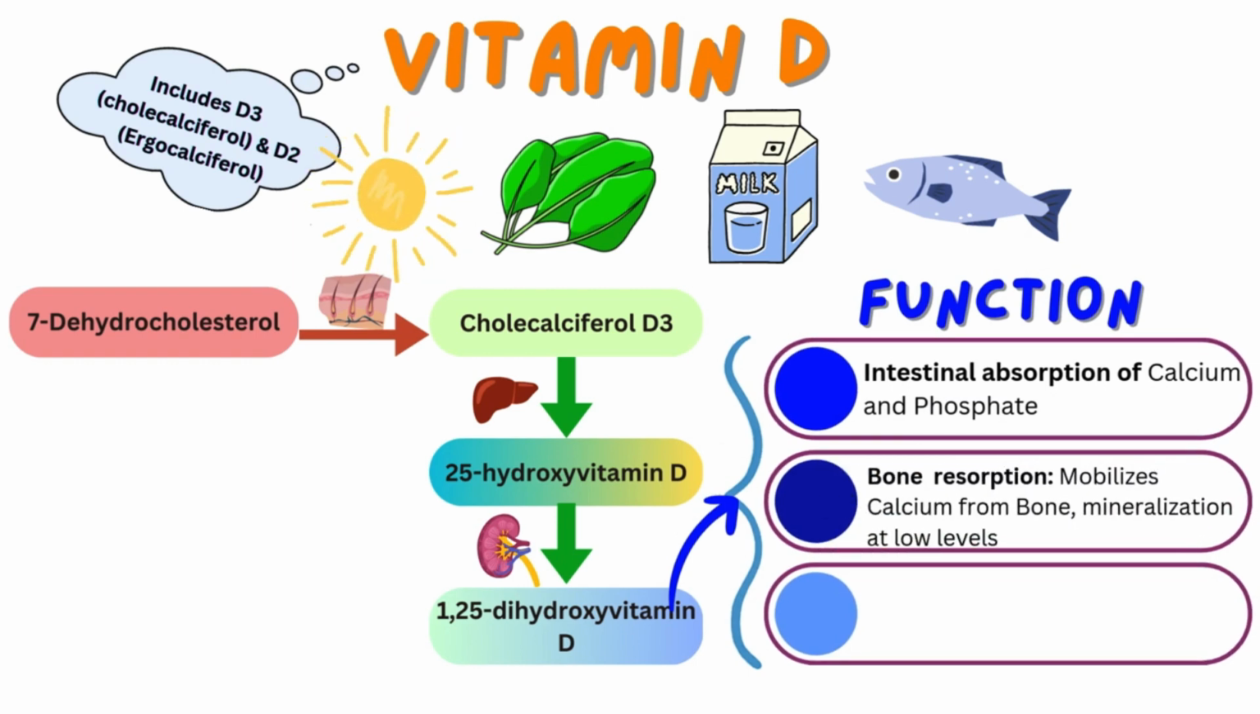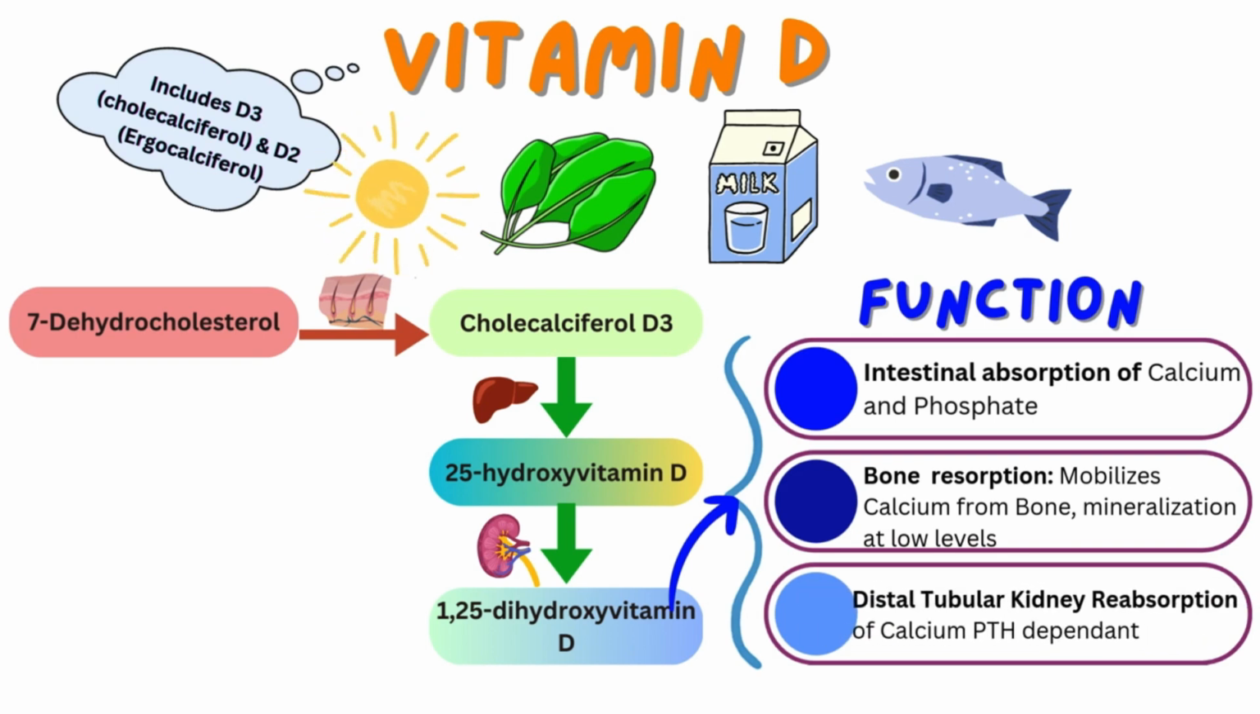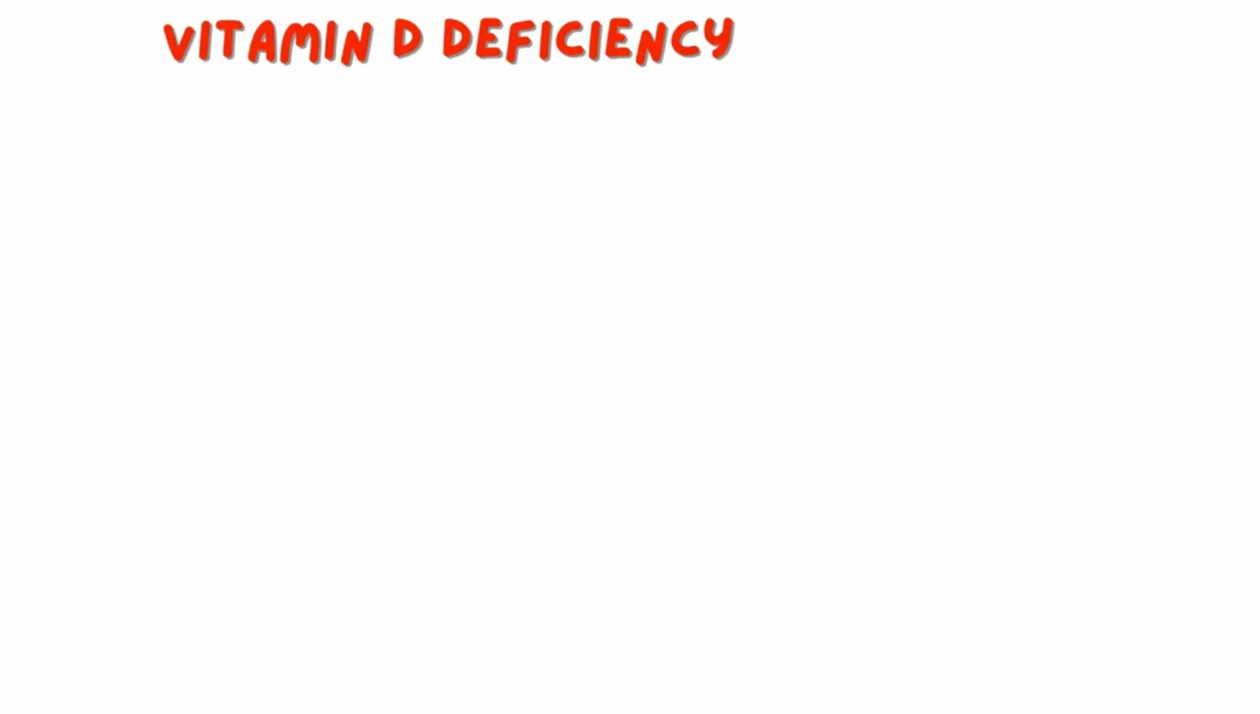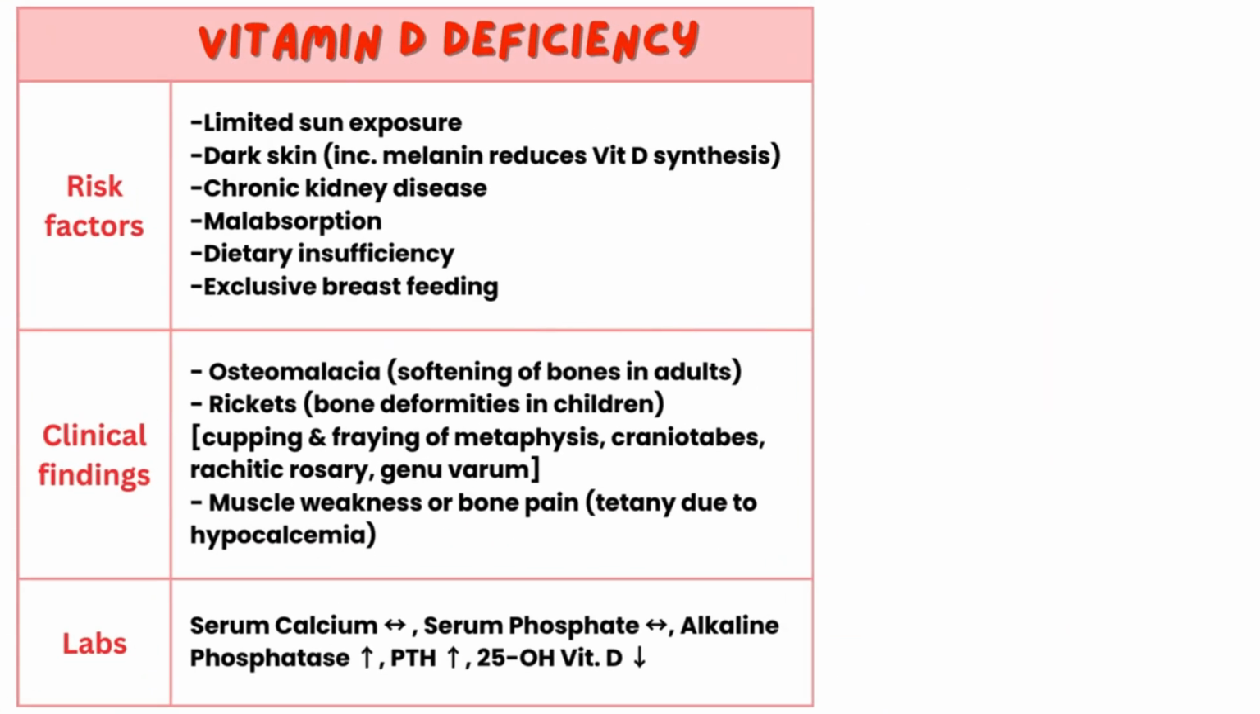Functions include intestinal absorption of calcium and phosphate, bone resorption, and distal tubular kidney resorption of calcium. It also downregulates the parathyroid hormone. Vitamin D deficiency results from limited exposure to sun, dark skin, chronic kidney disease, malabsorption, dietary insufficiency, and exclusive breastfeeding.